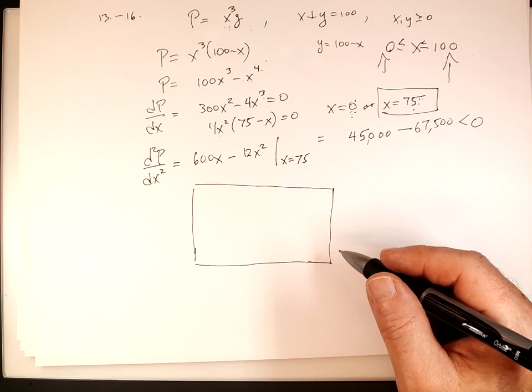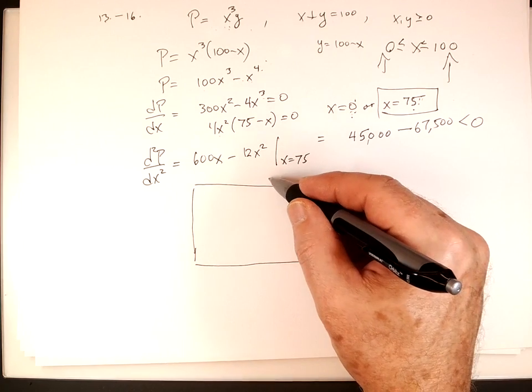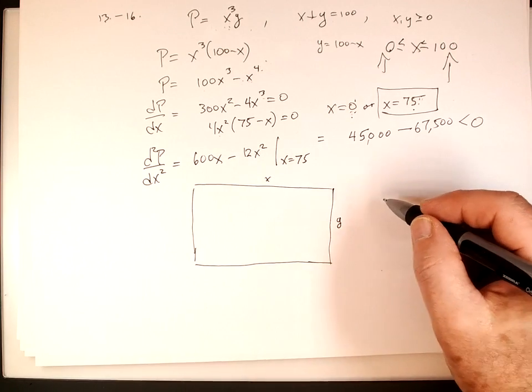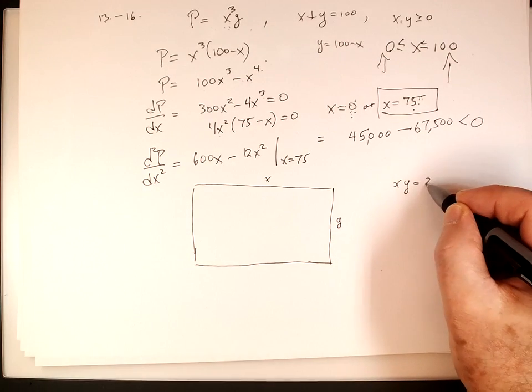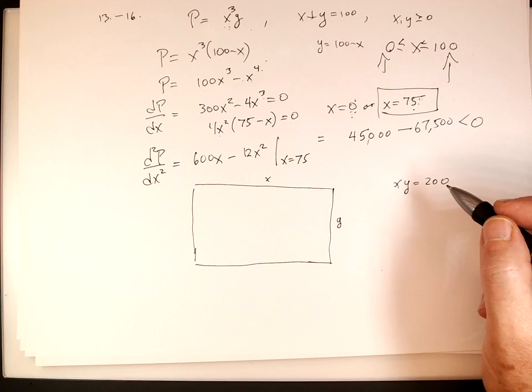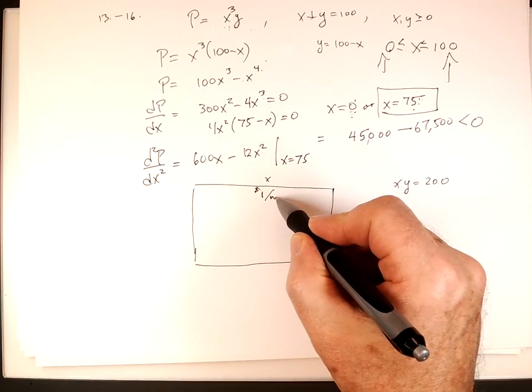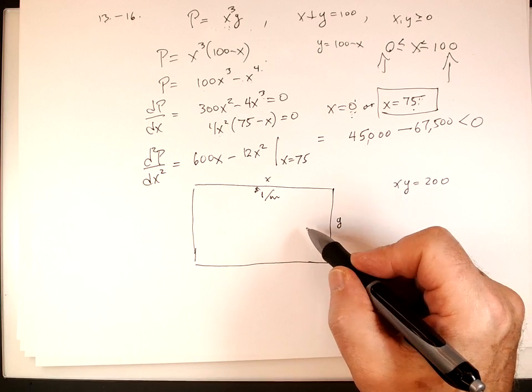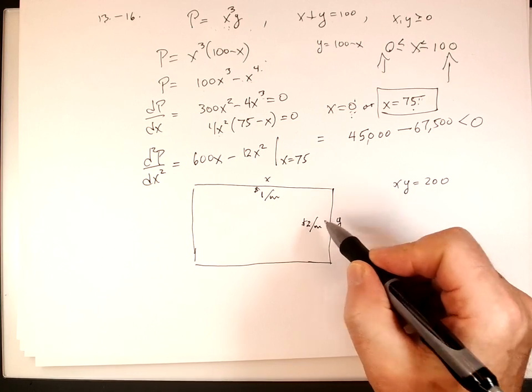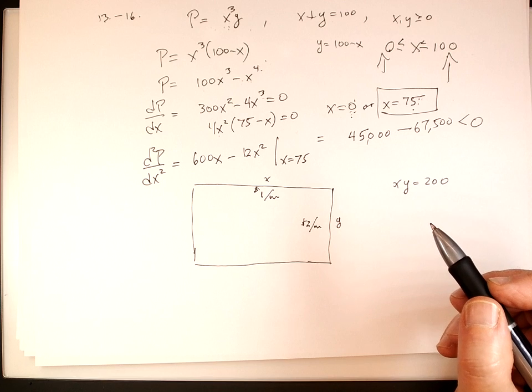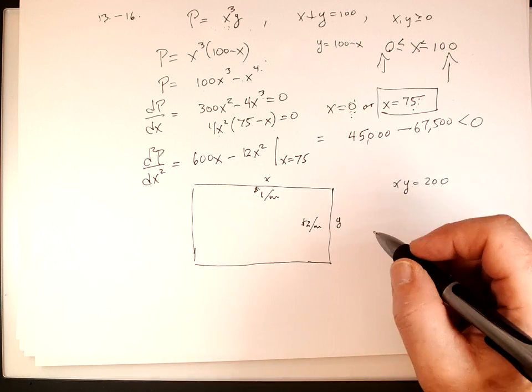Oh, never mind. All right, area enclosed is 200 meters. I'm going to let x be the length, y be the width. We know that xy has to equal 200. That's given. The length is costing us $1 per meter. The width is $2 per meter for some reason. I don't know why. Find the length that will minimize the cost.